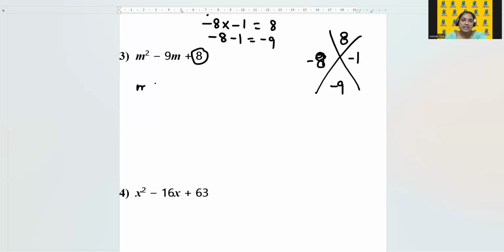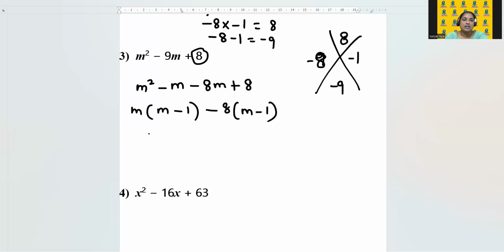I'm going to rewrite this as m square minus m minus 8m plus 8. Now I'm going to take m outside, and here minus 8 outside. Now I got m minus 8 and m minus 1 as the factors.